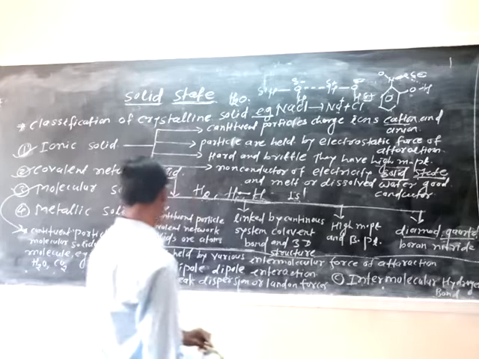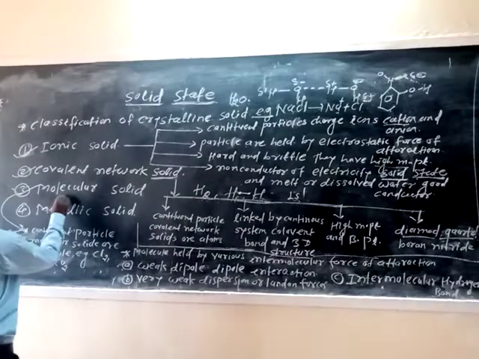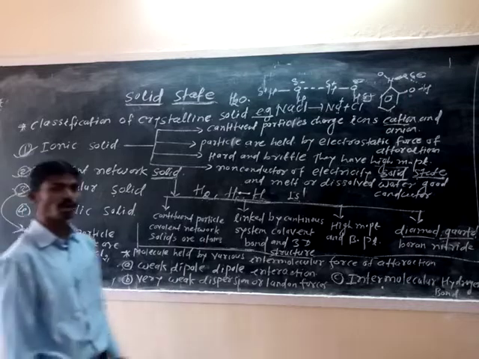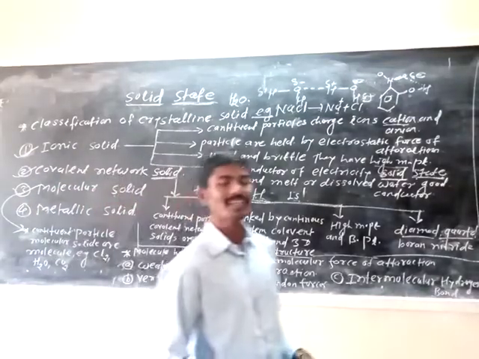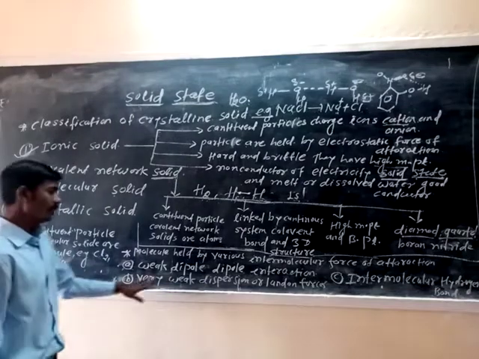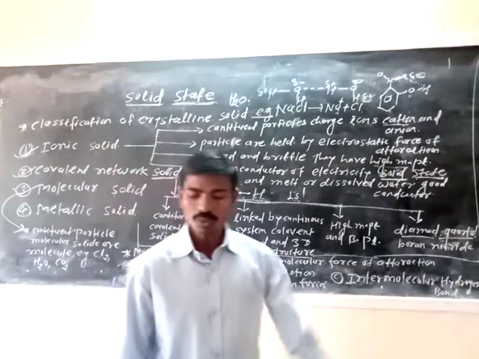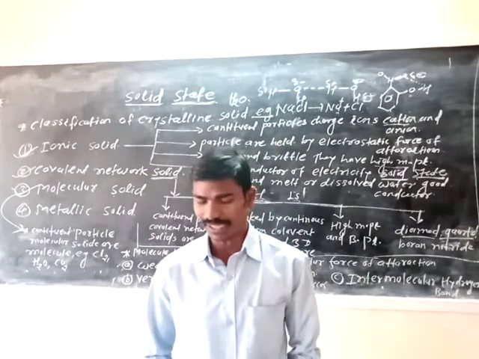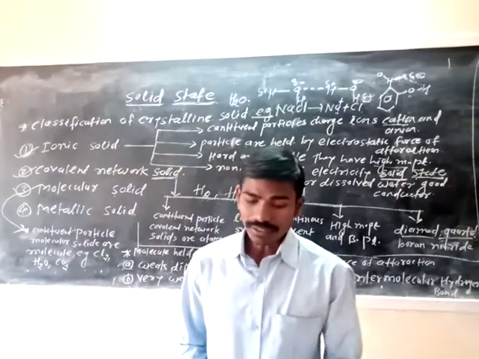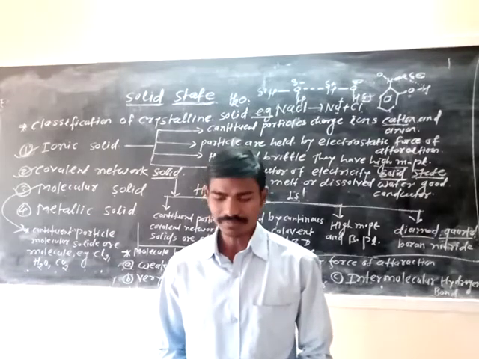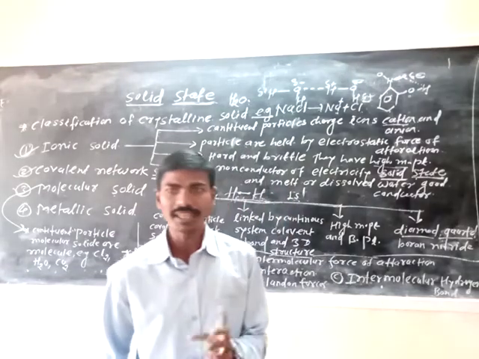Next is the molecular solid. Examples of molecular solids are HCl, Cl2, H2 and carbon dioxide. In molecular solids there are weak intermolecular forces of attraction, the force of molecular attraction is very weak, and so they have low melting points.